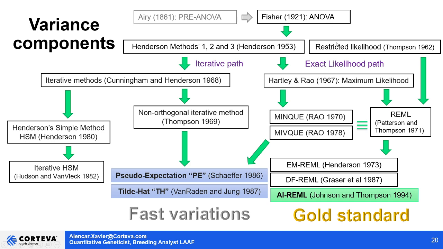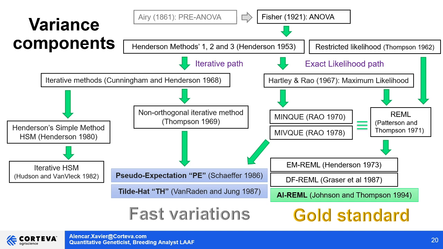From that point, you can imagine that computation was a very limiting factor, and there were two possible paths which Henderson methods and restricted likelihood methods would pursue. So on the right here, I'm depicting the exact likelihood path, which started with that idea of estimating the maximum likelihood function, which could be maximized. At a time it was proposed to start using things like the expectation maximization algorithm in case there was no exact solution.